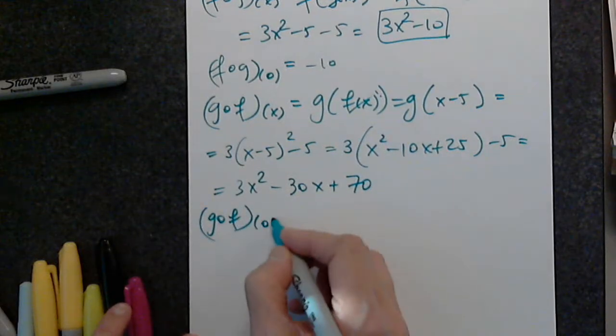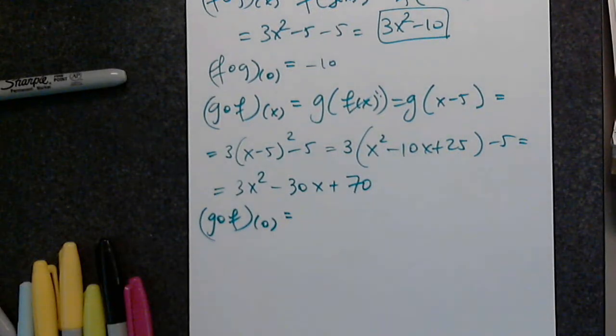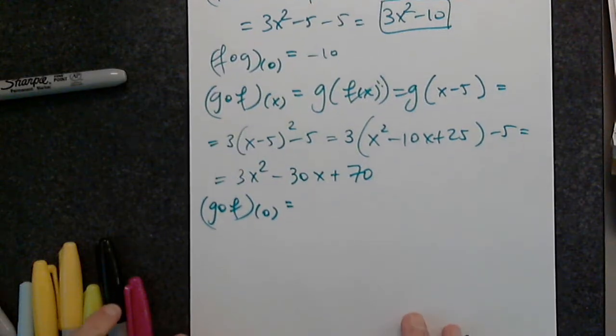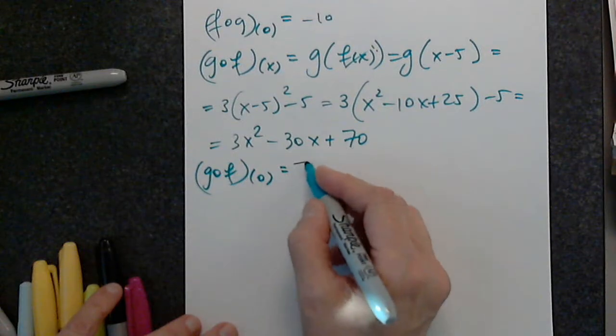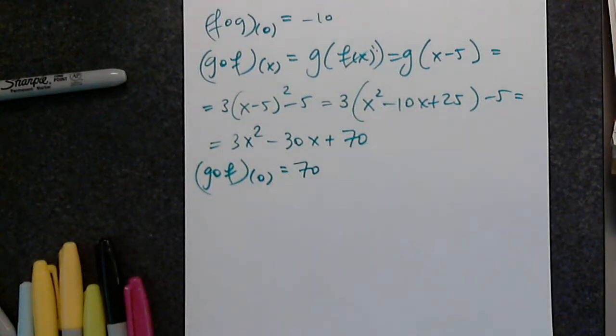Now we want g comma f of 0 because it's on the list. They're asking us to find g comma f of 0. And what will that be? Very good. And that was problem 3.